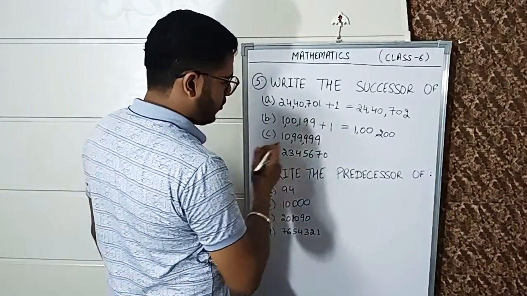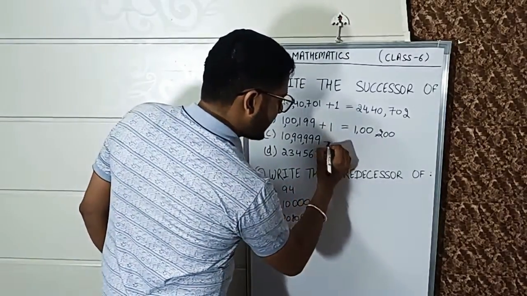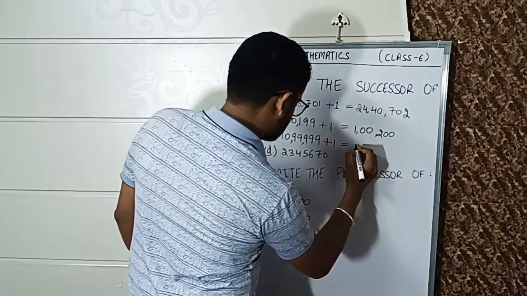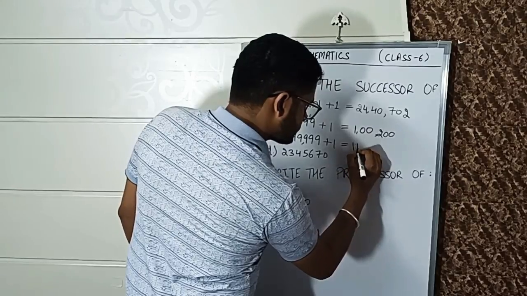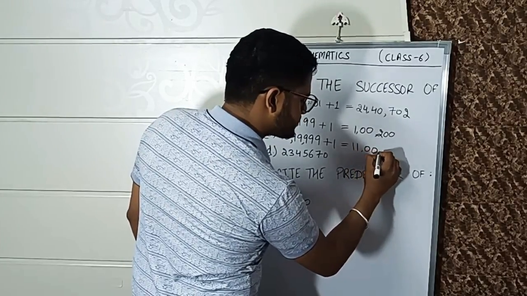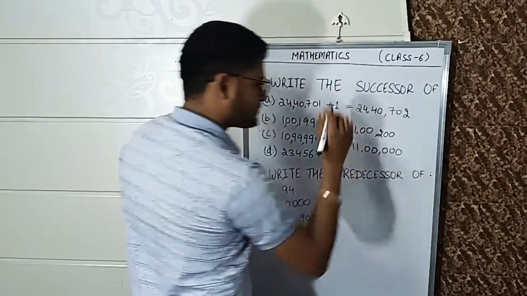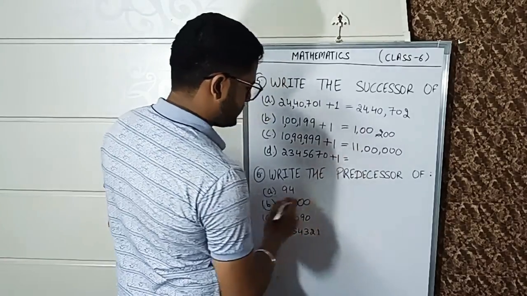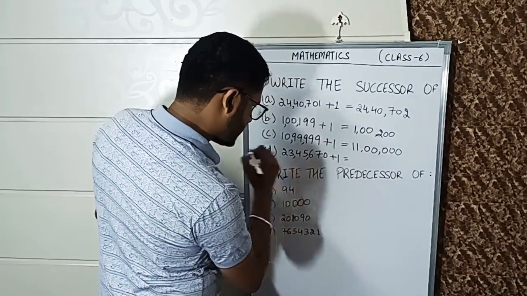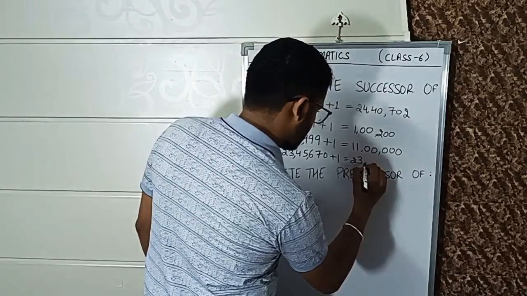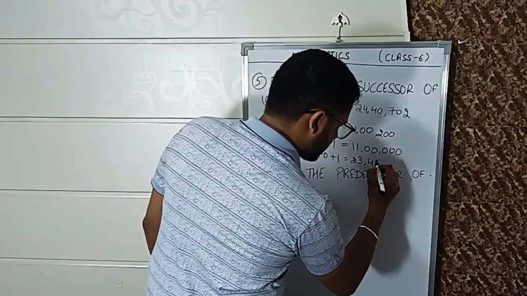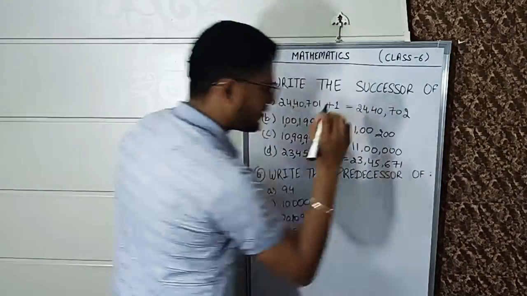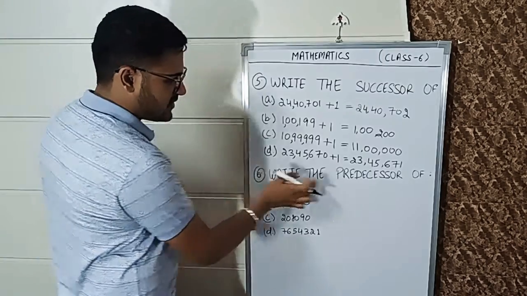10,99,999. Here we will add 1 to it. Now what will be the answer? 11 lakh. Now the next, here also we'll add 1 and we'll get our answer 23 lakh 45,600 71. Okay.